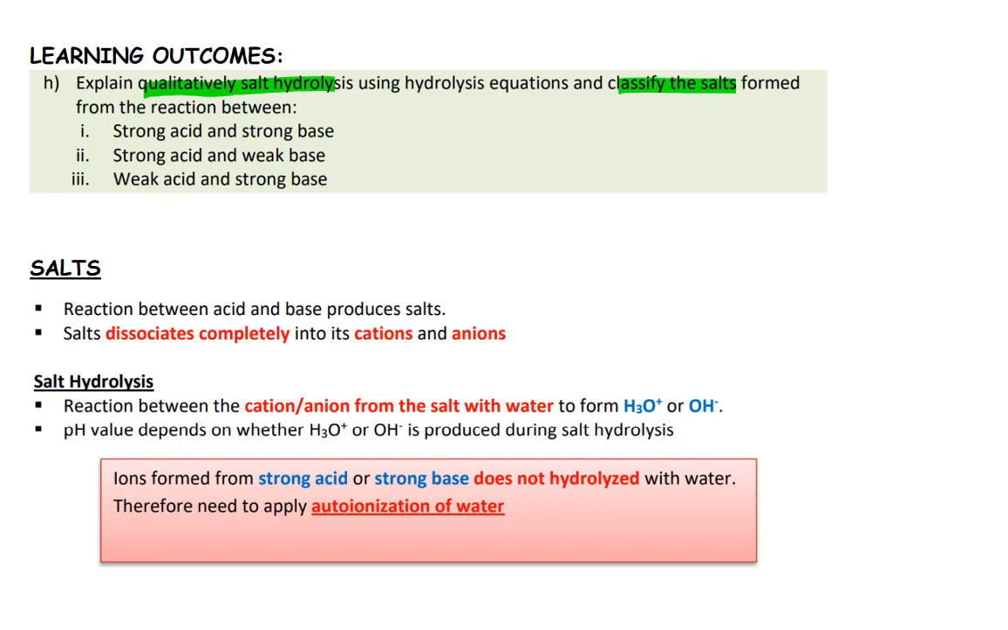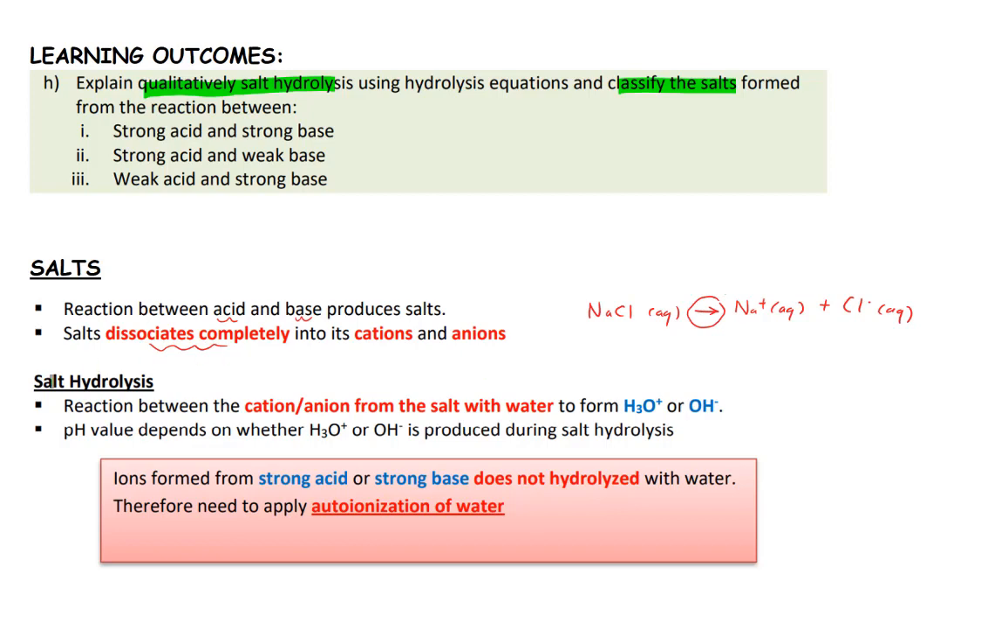So first of all, you need to know that a salt is produced from a neutralization reaction between acid and base. And the salt produced will dissociate completely into its cation and anions. So when we say dissociate completely, we will use a single-headed arrow. For example, if you have the NaCl salt produced, this NaCl salt will dissociate completely to form Na+, the cation, and Cl-, the anion. So for complete dissociation of a salt, we use a single-headed arrow.